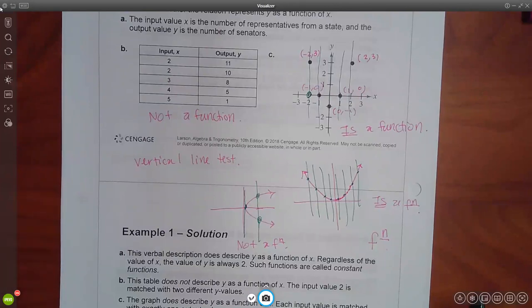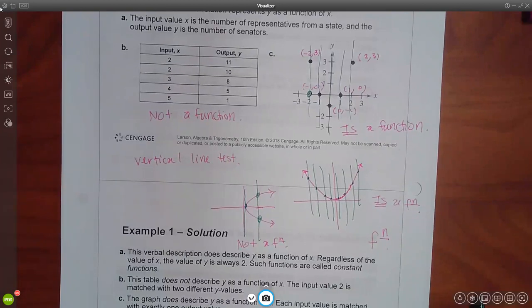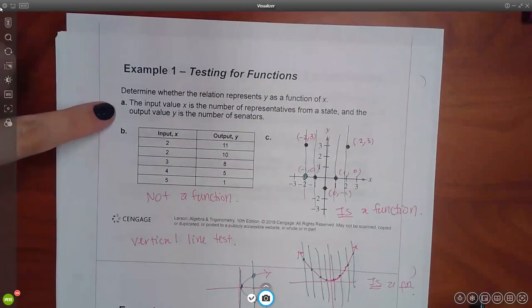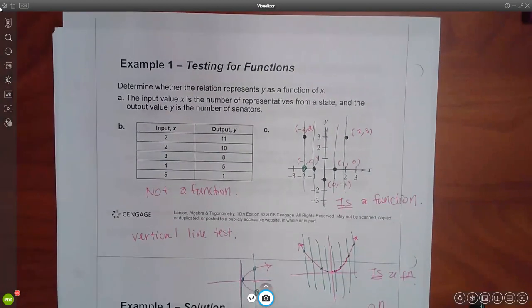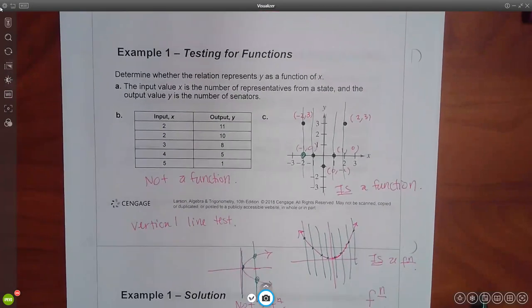So there's a few problems in your homework that ask you basically, is it a function or not? And if it's a list, you can figure it out. If it's a graph, you can figure it out. But if it's like this, or if it's in a function notation, that one might be a little bit harder, okay? So let's look at A. A says the input value X is the number of representatives from a state, and the output y is the number of senators.